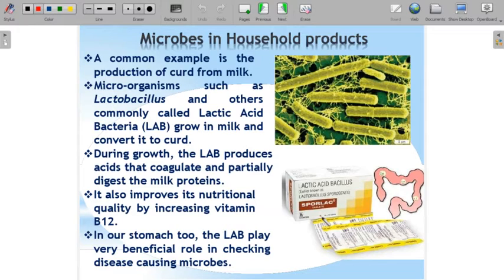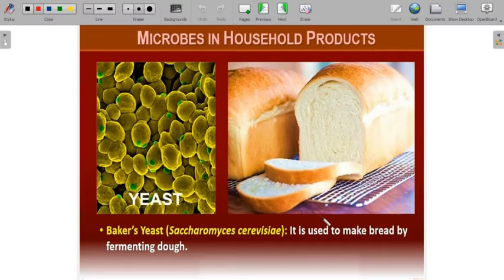Any doubt in microbes in household products? No. No.